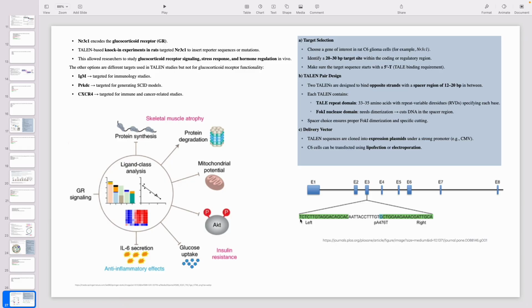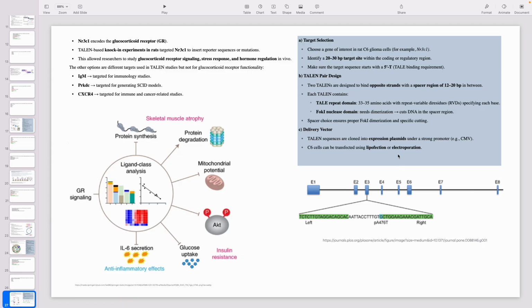Then the TALENs were designed. The two TALENs were designed to bind to the opposite strands with a spacer of 12 to 20 base pairs in between, so that the FokI endonuclease gets attached to it and introduces the double-stranded break. Further, after the formation of the TALEN, it was delivered. TALEN sequences are cloned into the expression plasmid under a strong promoter, and these cells are transfected either via lipofection or electroporation.